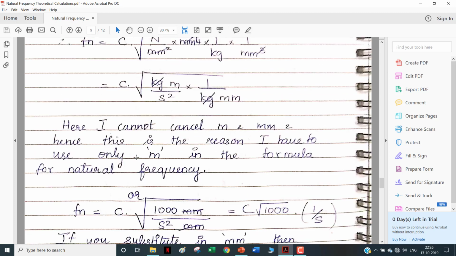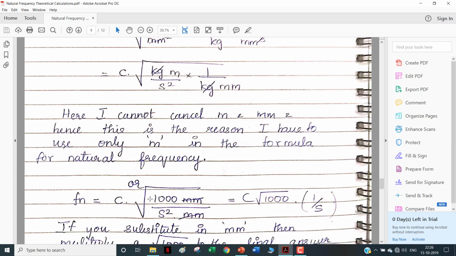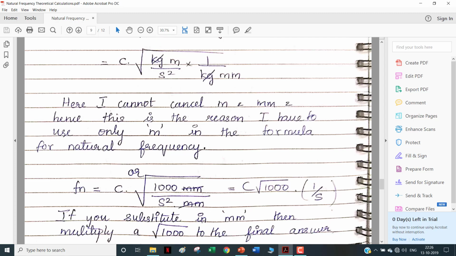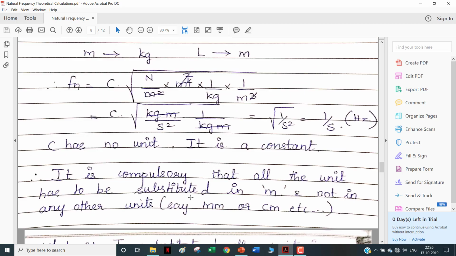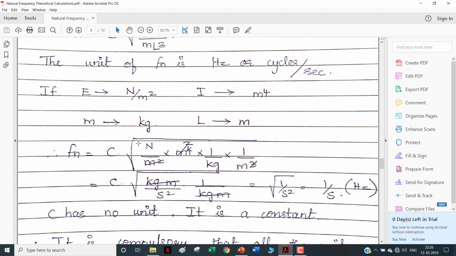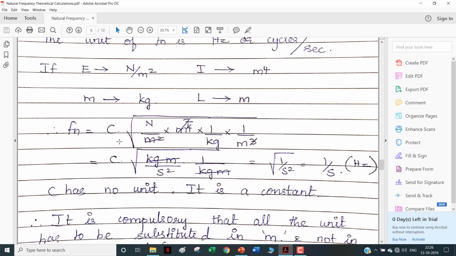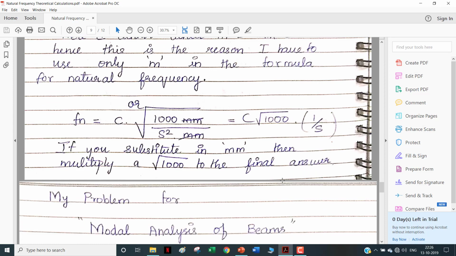Or else you can also do one thing. In order to convert this meter into mm, I have to multiply by 1000, and only then I can cancel the mm. So if you substitute in mm, then you multiply root 1000 to the final answer, right? Instead of multiplying root 1000 to the final answer, you can simply substitute all the values in meter, that is all the unit system in SI units, and you can directly get the frequency in hertz, right? So this is one thing which I wanted to tell you, very much important.